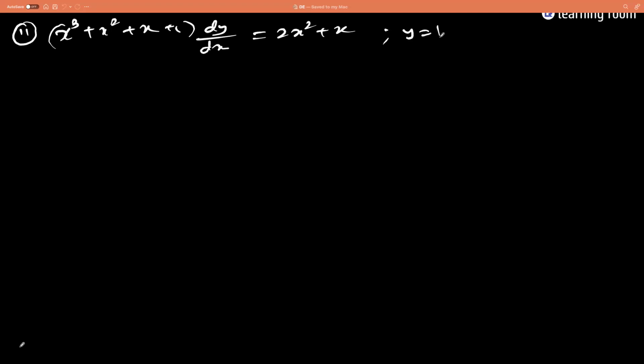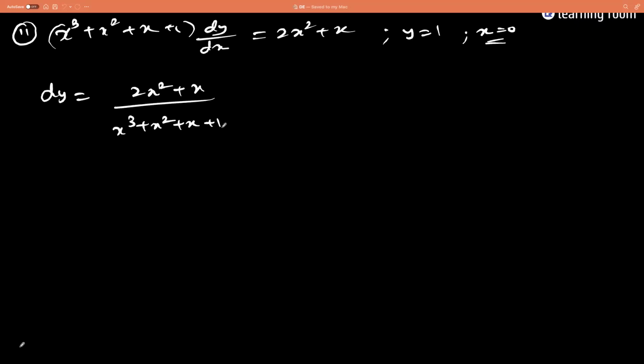Y is equal to 1 when x is equal to 0. So here you can't find the general solution, you will find the particular solution. So it's dy is equal to (2x square plus x) divided by (x cube plus x square plus x plus 1).